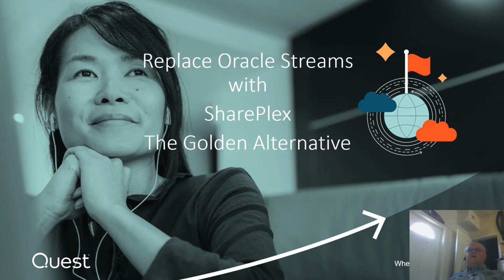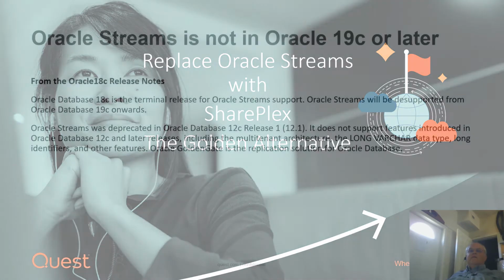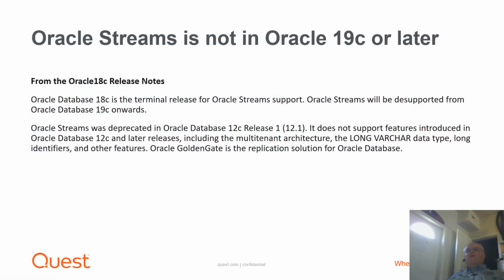Today I'd like to talk to you about how to replace Oracle Streams with Quest SharePlex, the golden alternative to Oracle Streams. As you probably know, Oracle Streams is not available in Oracle 19c or later. Here's a note from the Oracle 18c release note. Streams has been deprecated for some time now, and they're finally getting around to actually removing it from the product.